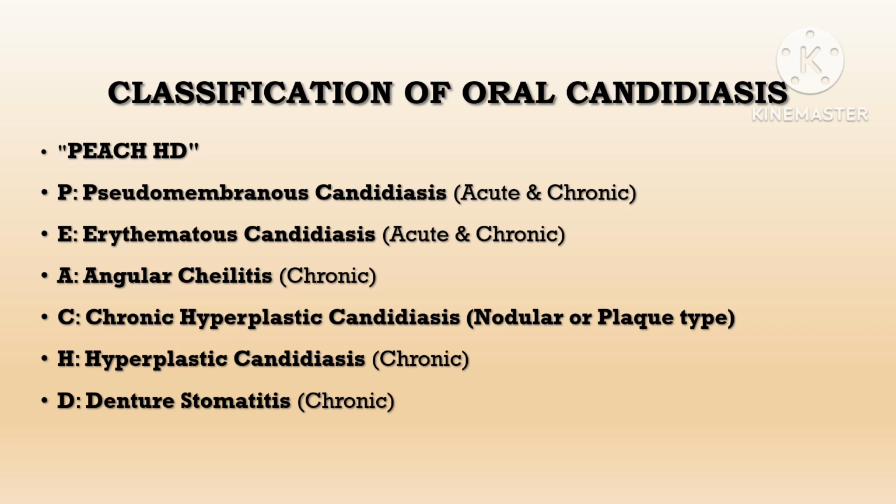You may remember this classification through the mnemonic PEACH HD, where P stands for pseudomembranous candidiasis, which may be in acute and chronic forms. E is erythematous candidiasis, which is again in acute and chronic forms. A is angular cheilitis, a chronic form of oral candidiasis. Then chronic hyperplastic candidiasis, and denture stomatitis.